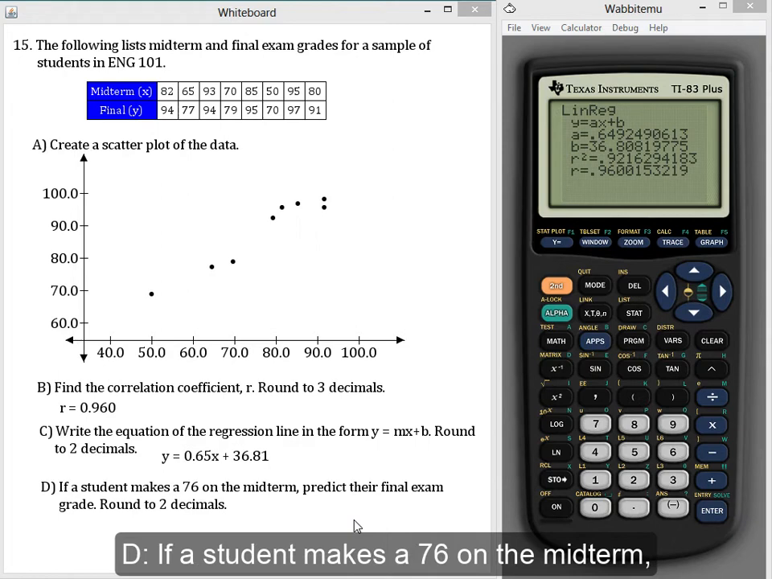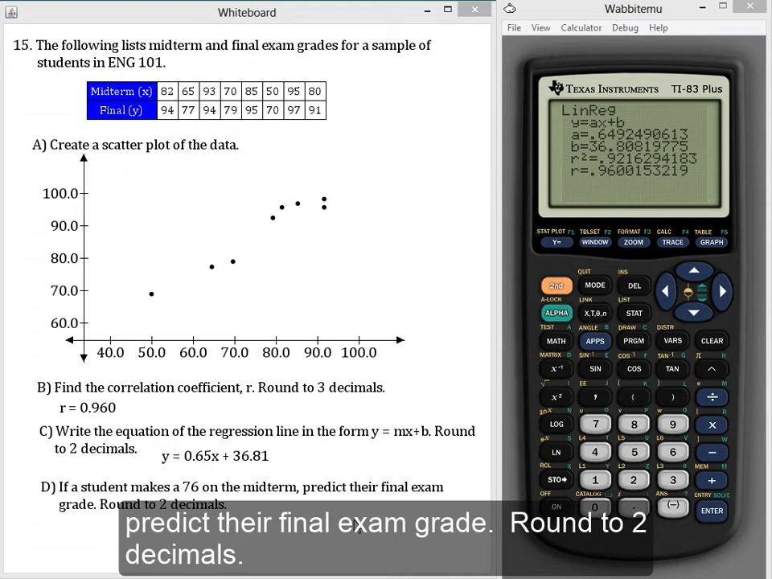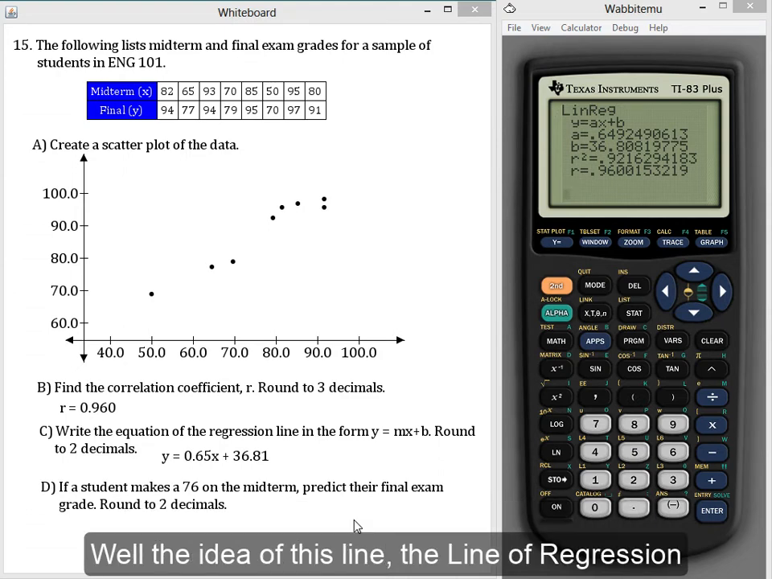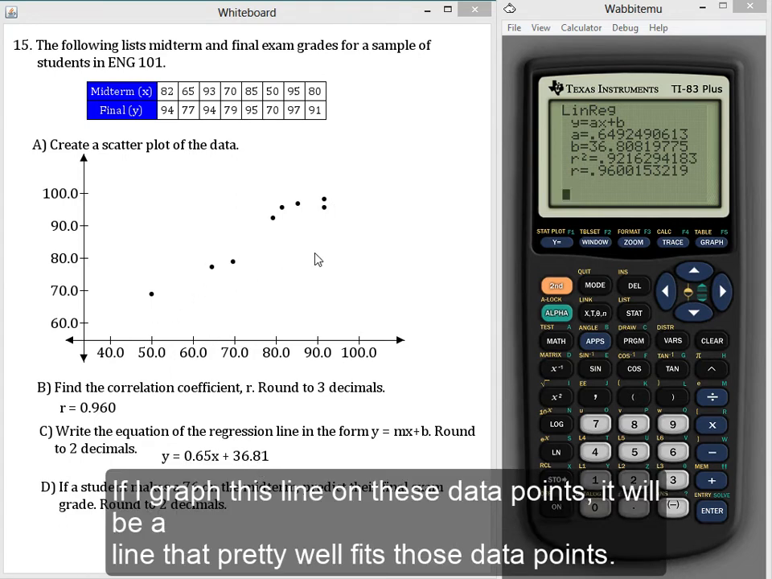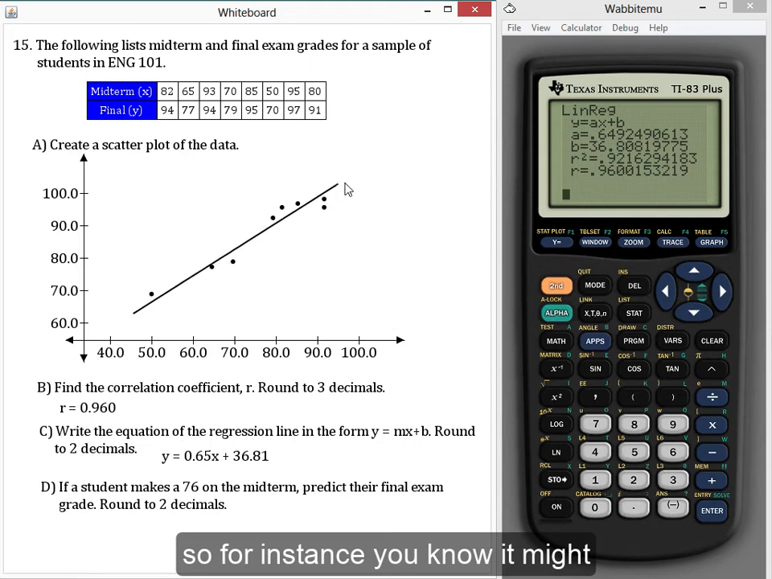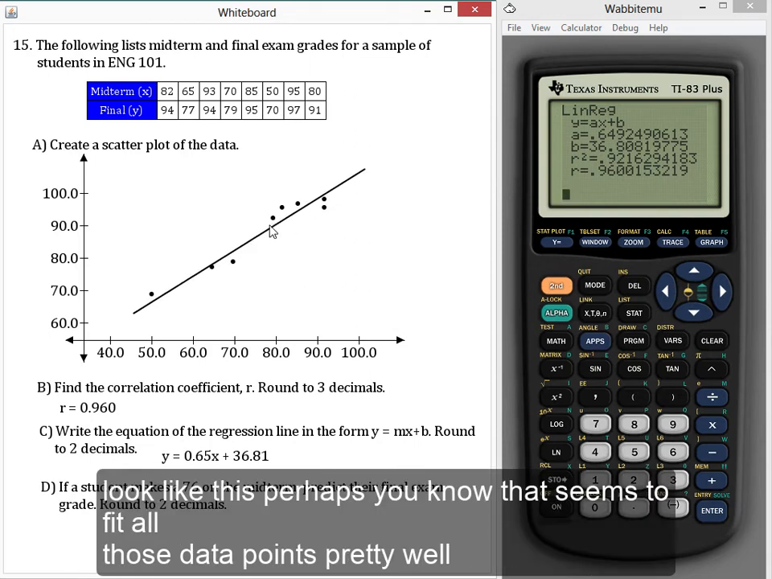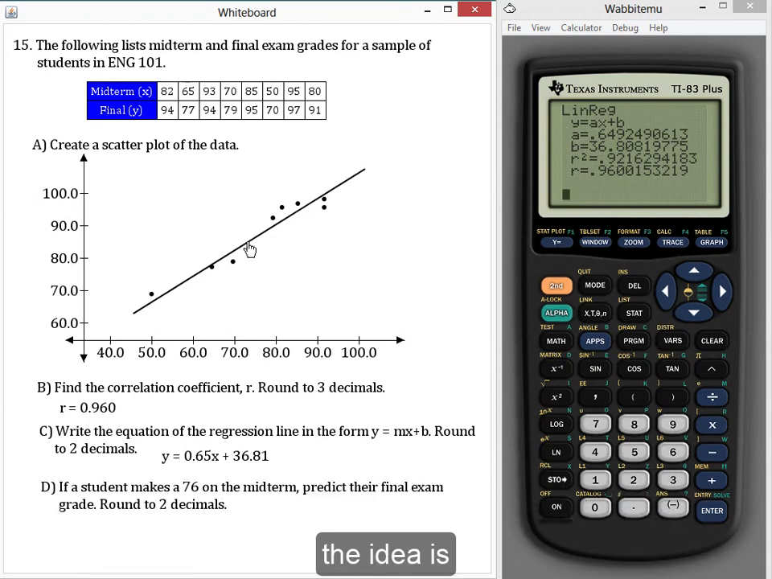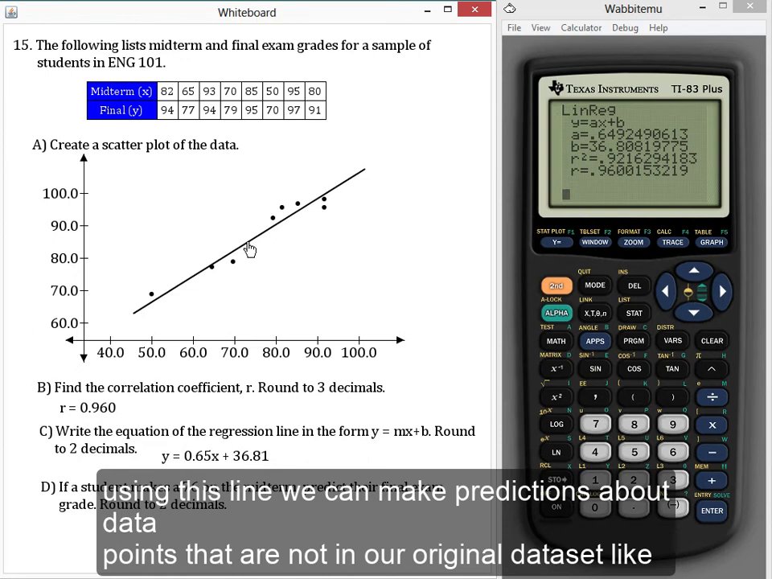Part D, if a student makes a 76 on the midterm, predict their final exam grade, round to 2 decimals. Well, the idea of this line, the line of regression, if I graphed this line on these data points, it would be a line that pretty well fits those data points. So for instance, it might look like this, perhaps. That seems to fit all of those data points pretty well. And the idea is, using this line, we can make predictions about data points that are not in our original data set, like the 76, for instance.